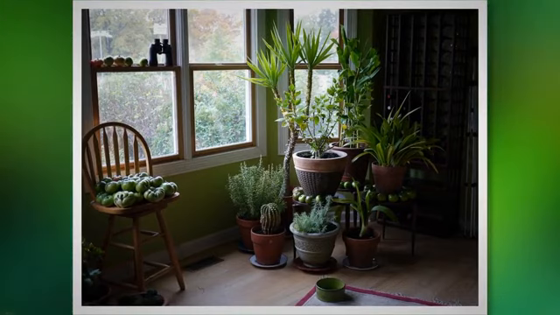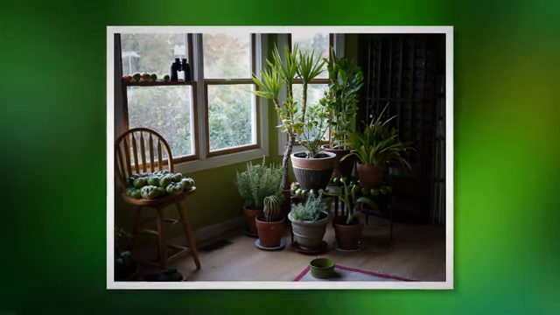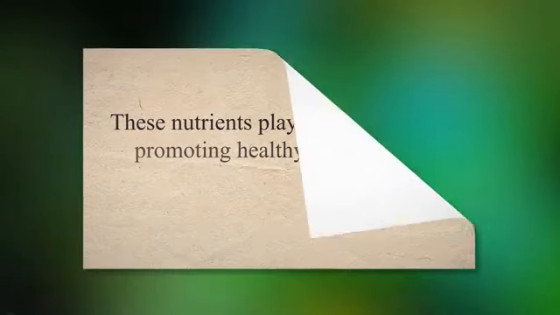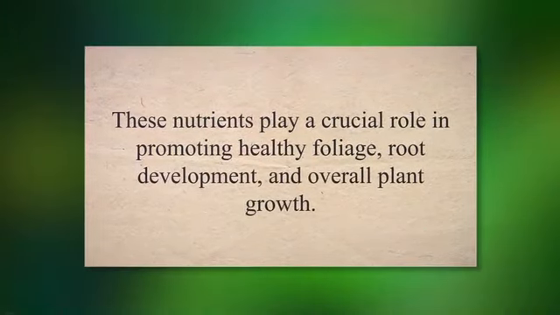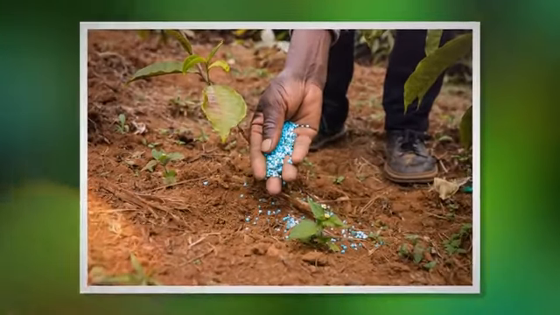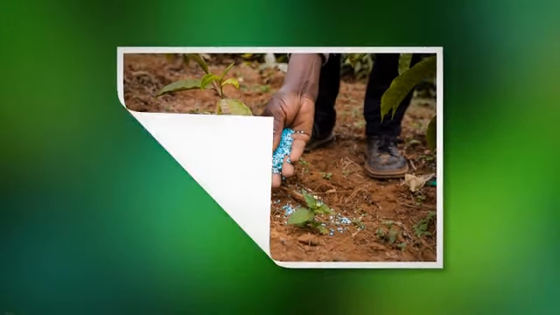A balanced fertilizer will contain equal proportions of nitrogen (N), phosphorus (P), and potassium (K), such as a 10-10-10 or 20-20-20 formula. These nutrients play a crucial role in promoting healthy foliage, root development, and overall plant growth. Always follow the package instructions for the proper dilution of the fertilizer. Over-fertilizing can lead to nutrient imbalances, burnt foliage, and other issues.